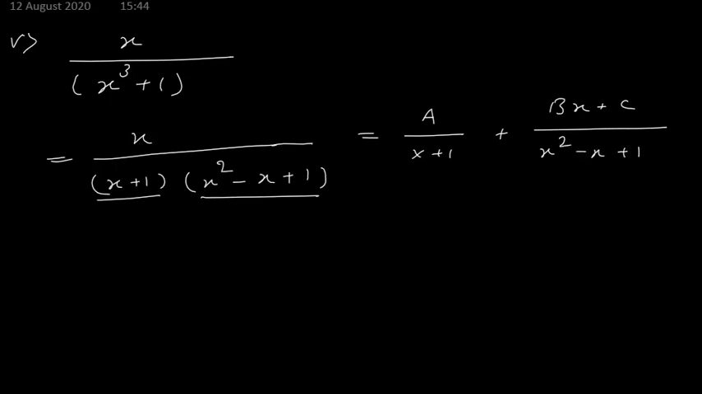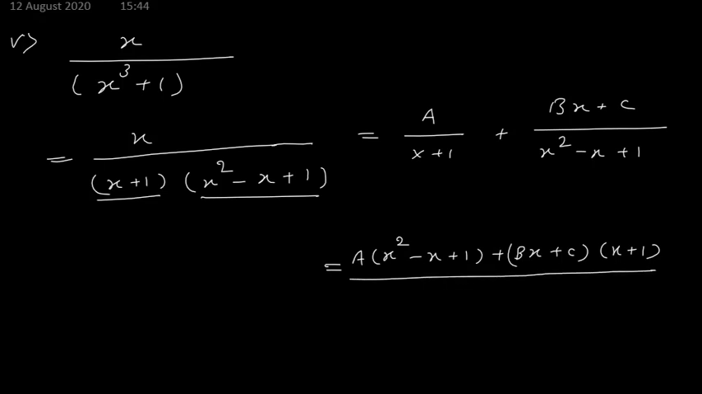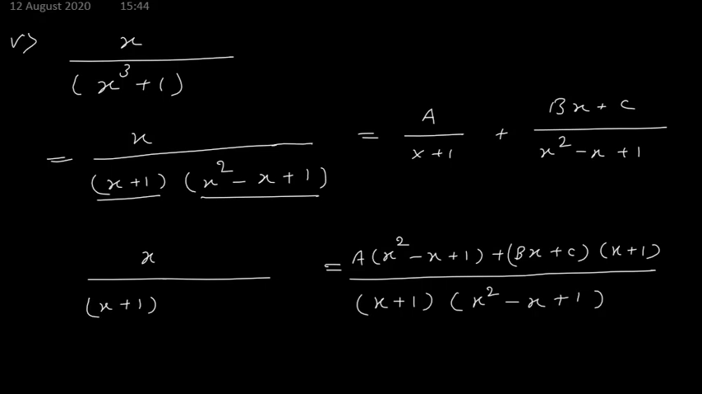Okay, now again you have to make the denominator the same. So your right hand side you will write a times (x square minus x plus 1) plus (bx plus c) times (x plus 1). And your denominator is going to be (x plus 1)(x square minus x plus 1). And your left hand side is x divided by (x plus 1) into (x square minus x plus 1).